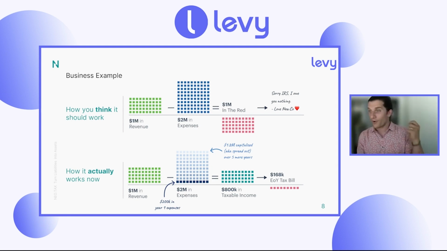How the world works now with R&D capitalization in place is that the same company, with $2 million in spend, can deduct just a fraction of what they could in the past. In the first year of this change, you can deduct just $200,000 from revenue, and now you have an $800,000 taxable income. If you apply a 21% tax rate, you now have a $168,000 tax bill that you weren't expecting because you're operating at a considerable loss.